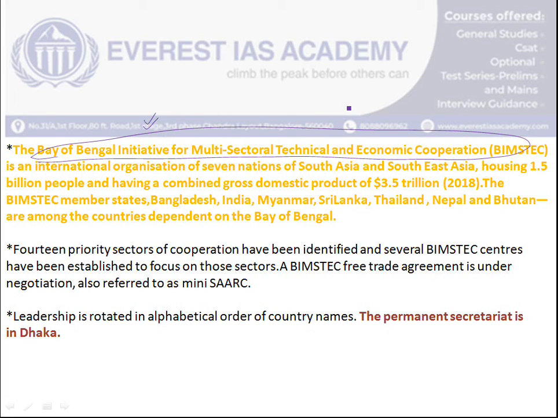So basically this organization is also about promoting economic cooperation in the Bay of Bengal region only. In this, there are 7 member countries who are part of this BIMSTEC organization. Its headquarters is located in Dhaka, that is in Bangladesh, friends. So kindly remember the member countries also.